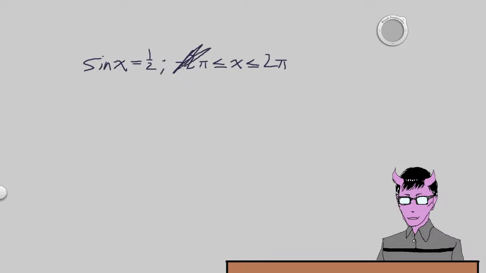Just as a reminder, if we did not have this domain restriction, then there would be infinite answers to contend with, and then we'd have to break it up into two base answers. But since we do have this one, we'll keep that in mind. So doing this particular problem, we have a ratio of 1/2, because sine gives us a ratio of opposite over hypotenuse.